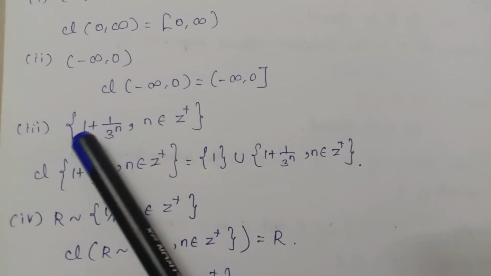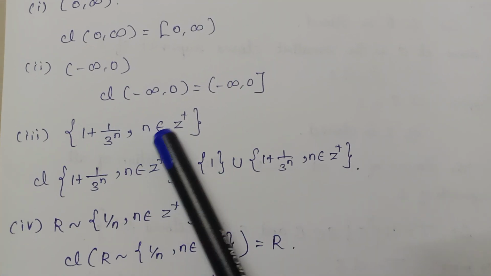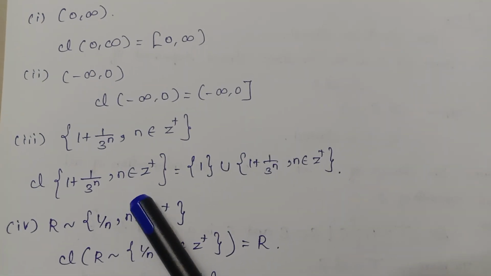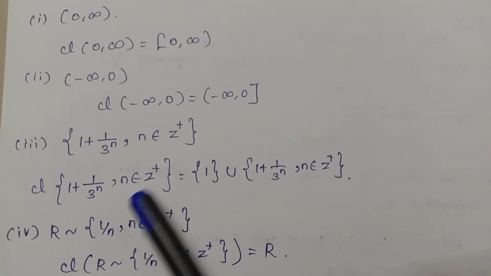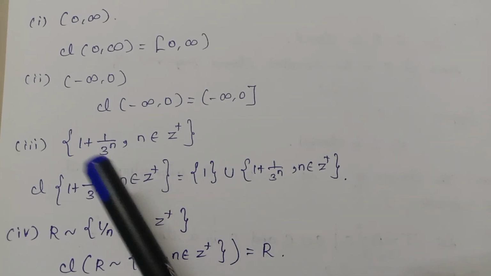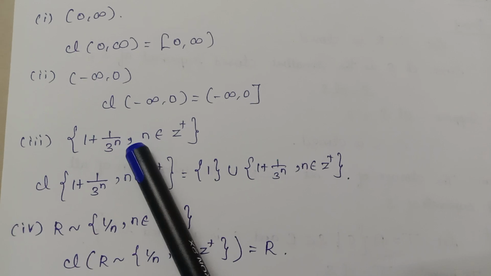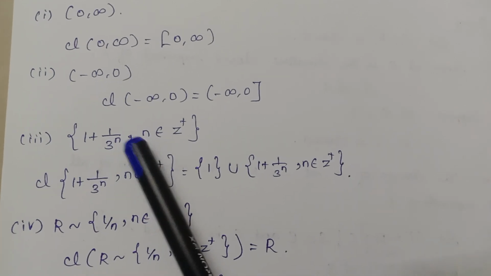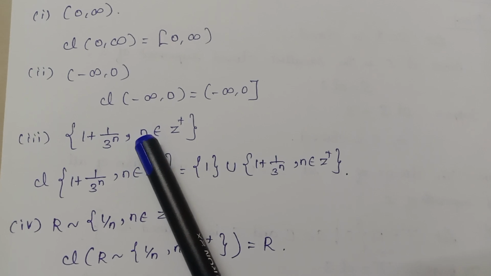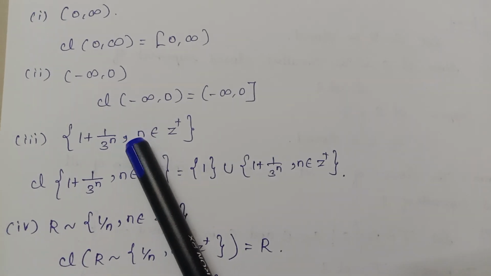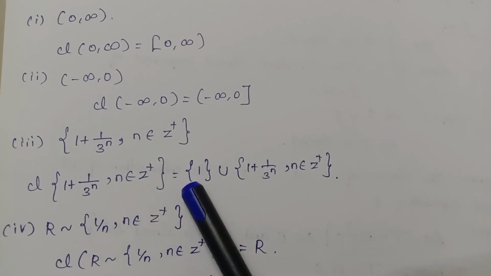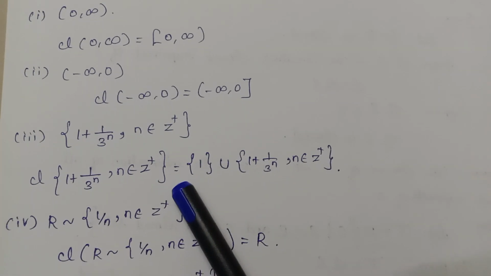Okay, next one. Set of all 1 plus 1 by 3 power n, n belonging to Z plus. So the closure is equal to, as I already told you, S union S dash. S dash means what? Derived set. This problem I have already discussed in the limit points video, so there you can see how to find the limit points for this set. This set has one as the only limit point. So the closure is S union S dash.